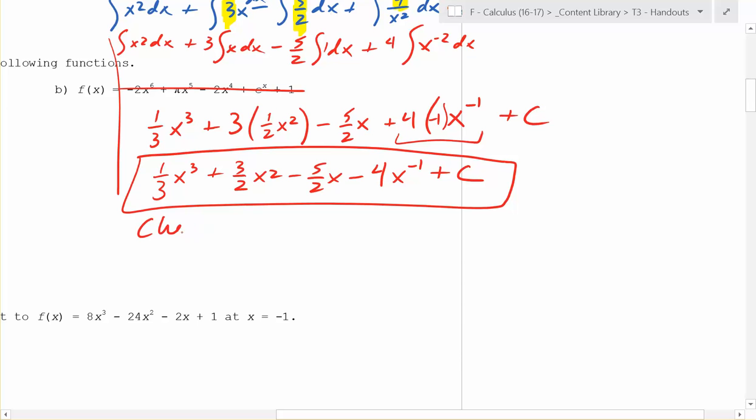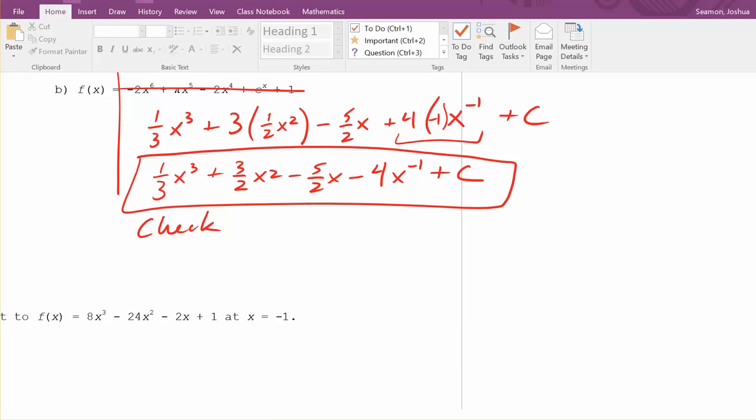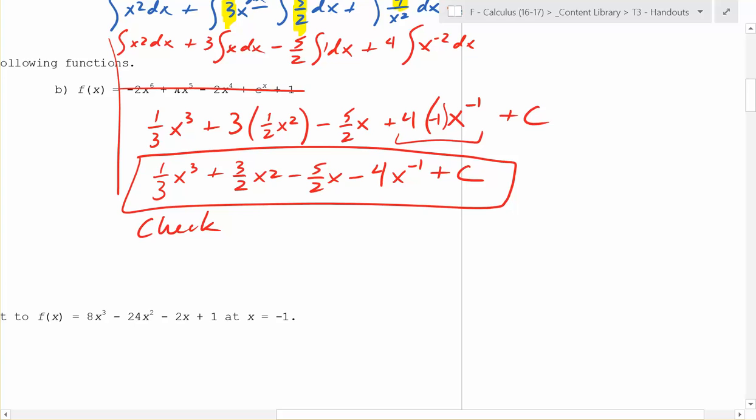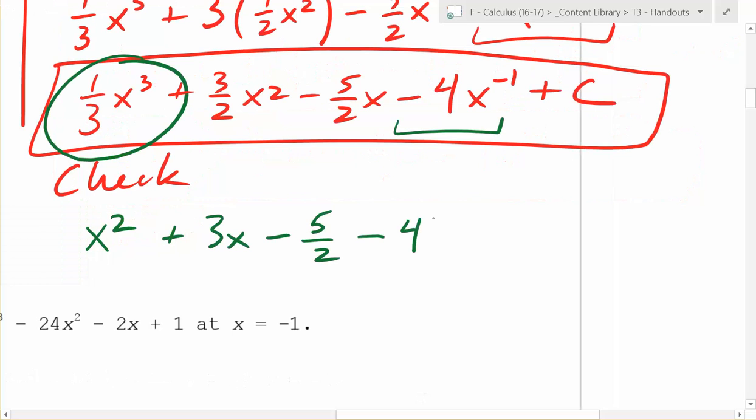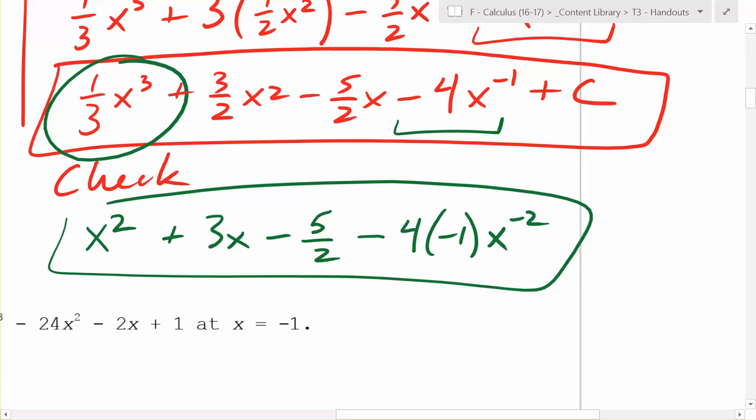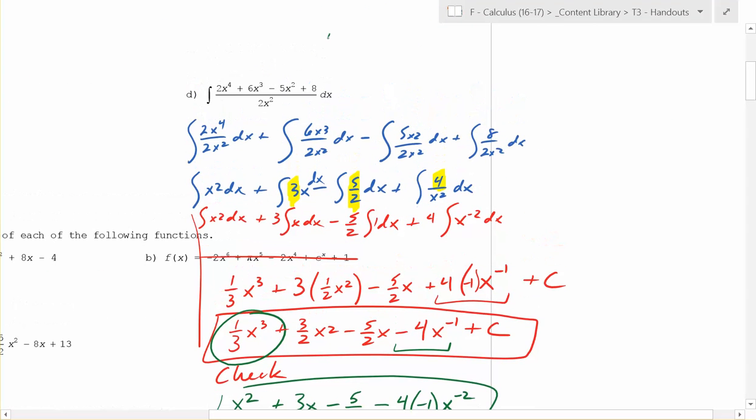Let's check this. I'll change colors here to green. What's the derivative of the first term? Take a look up here. What's the derivative of that first term? Sorry. It's okay. So negative 1, and then it's x to the, and then the c goes away, right? Yeah. So then that right there should theoretically equal this thing right here.